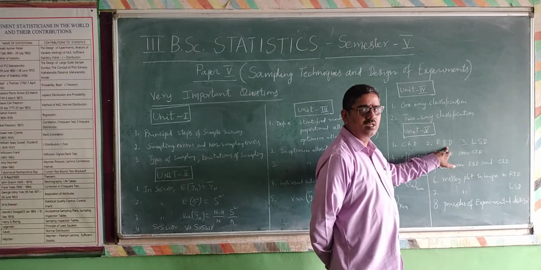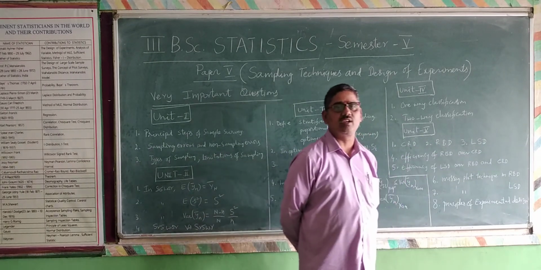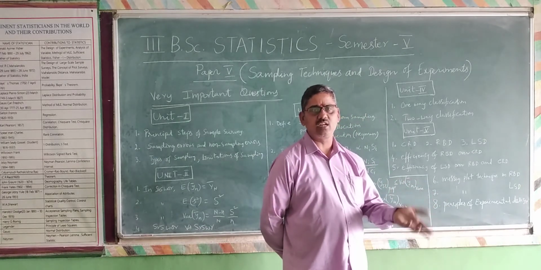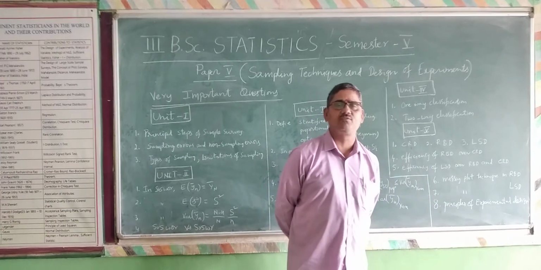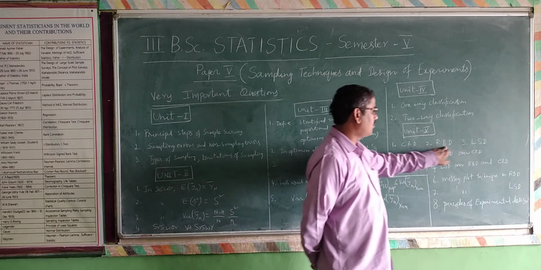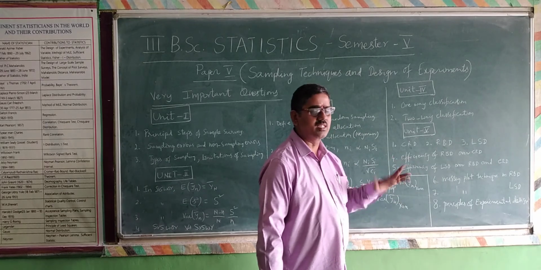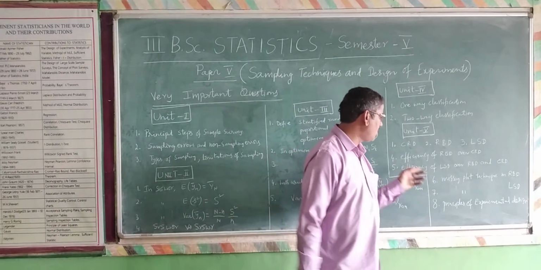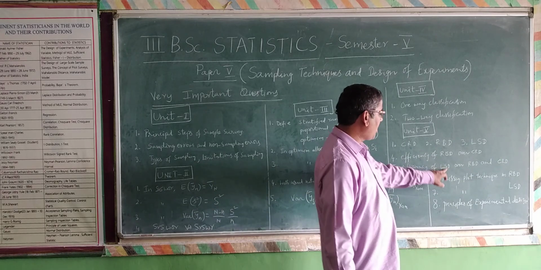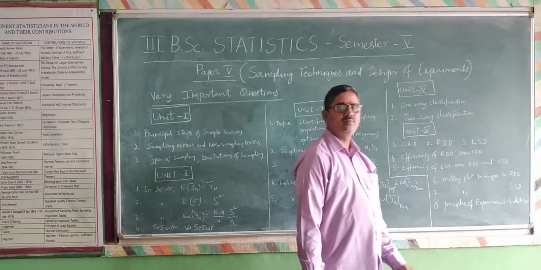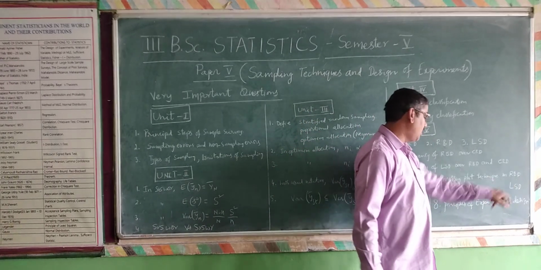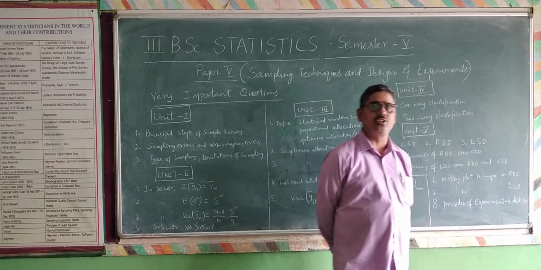Similarly, RBD, randomized block design, and LSD, Latin square design, are the same: definition, advantages, disadvantages, and then the statistical analysis of CRD, RBD, or LSD, right? That is enough for CRD, RBD, and LSD. And then efficiencies. The two particular questions I have given are the efficiency of RBD over CRD, the efficiency of LSD over RBD and CRD, and then missing plot techniques in RBD and in LSD.